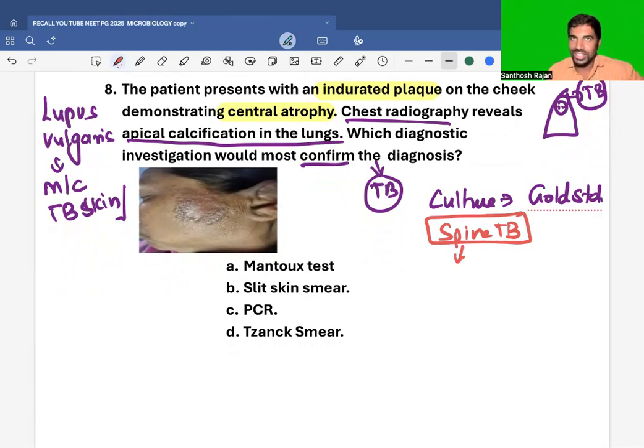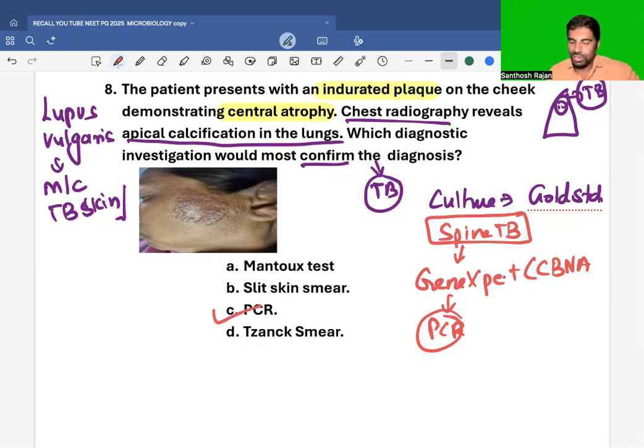I told that in INI-CET also, you always go with GeneXpert or CBNAAT. GeneXpert CBNAAT is basically PCR only. So here to confirm, you do PCR. Mantoux is not a confirmatory test. Slit skin is for leprosy, we are not going to use it here. Tzanck smear is for herpes simplex or herpes zoster infection. So even if you rule out like that, you can easily mark PCR, right? Is it easy?